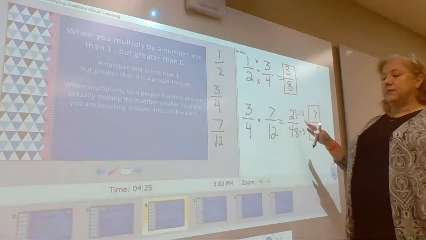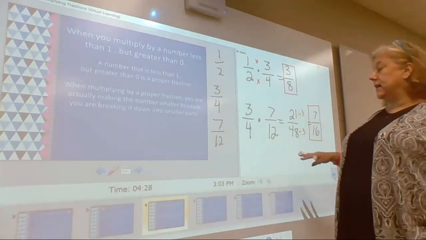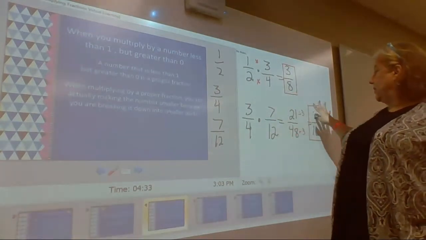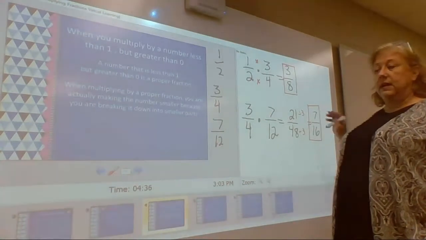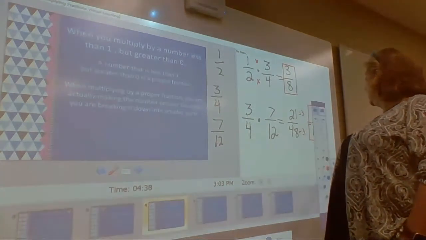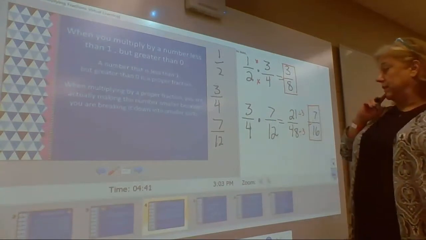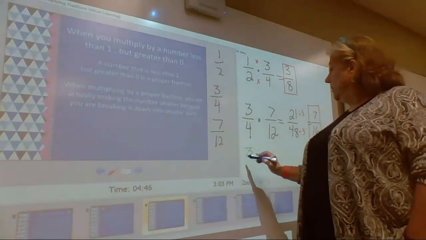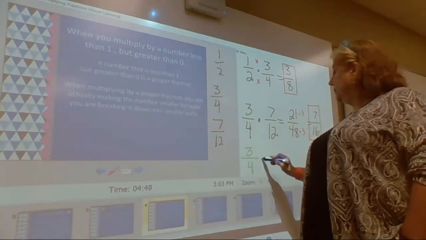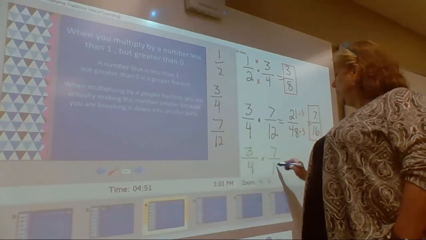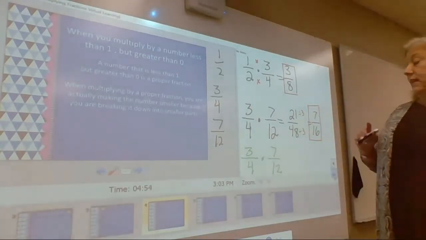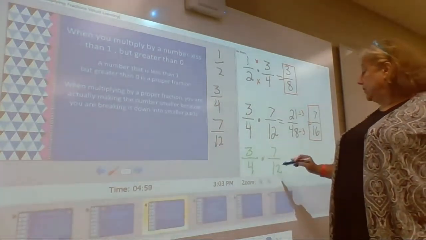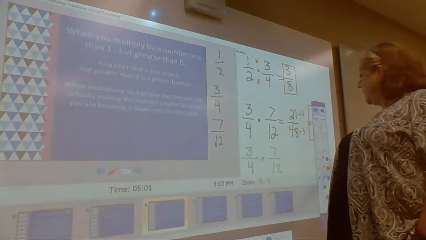But I'm going to show you something. If you need to pause the video here to write this down, you can. But I'm going to show you something about this problem that would make it to where you wouldn't have to do this. And this is where cross simplification comes in, or cross reducing. If I had 3/4 and I'm multiplying them times 7/12, then I can look at this and say, wait, Ms. Jones, these have common factors. 3 and 12 have common factors.